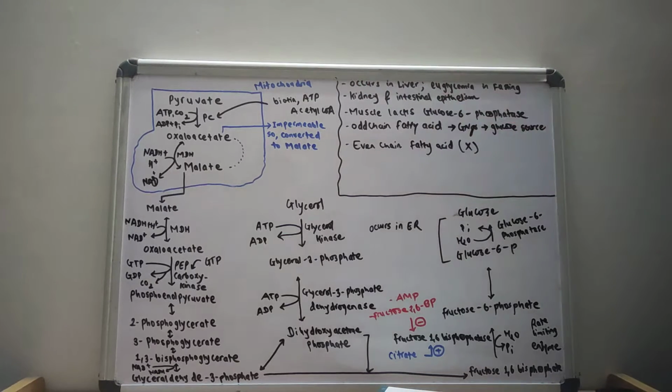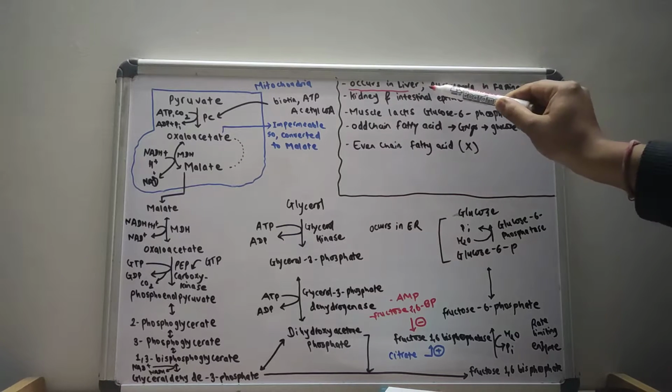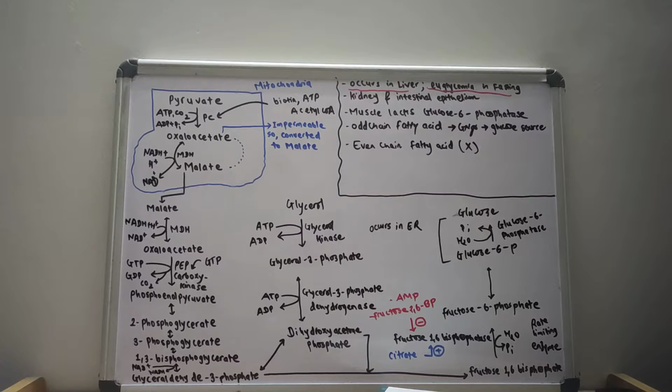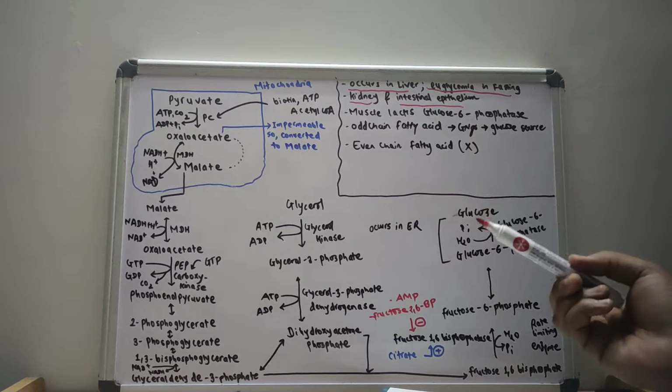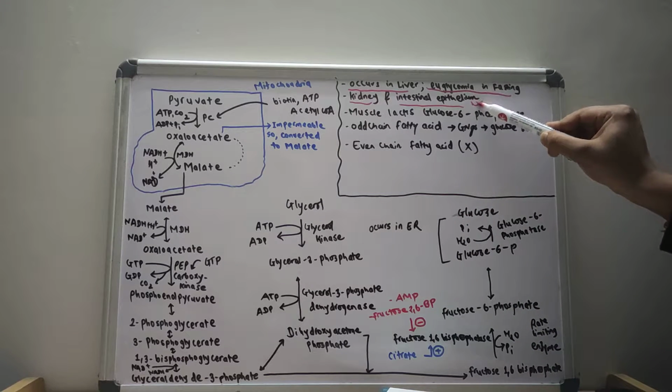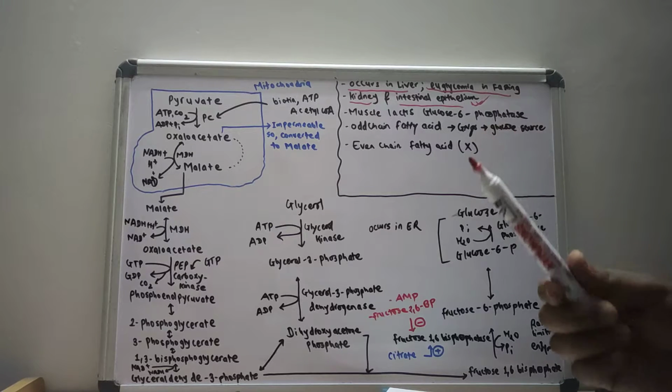So gluconeogenesis occurs especially in the liver. The main purpose of the gluconeogenesis cycle is to maintain euglycemia even in the fasting stage. So in the fasting stage, if we are not taking any carbohydrate, the body, with the help of gluconeogenesis, maintains the normal level of glucose. The enzymes are found mainly in the kidney and intestinal epithelium. The deficiency of the key gluconeogenesis enzyme causes hypoglycemia. You have to know this very well.